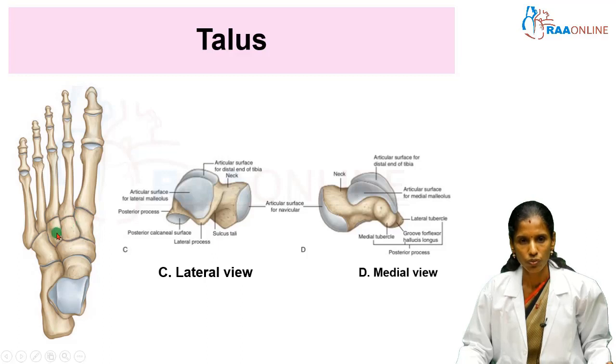These are called cuneiform bones: medial, intermediate and lateral. On the lateral aspect you can see the cuboid bone. These are the 7 tarsal bones which are present in the foot. So these are the 5 metatarsals, these are the phalanges.